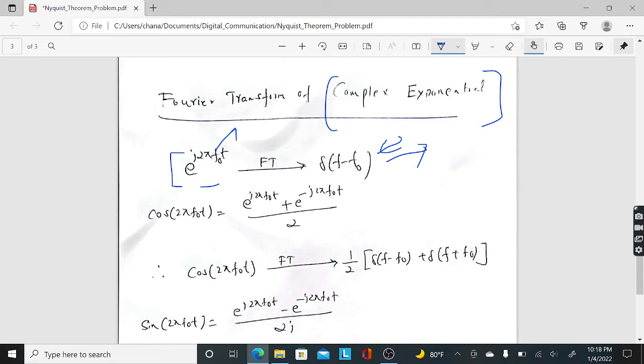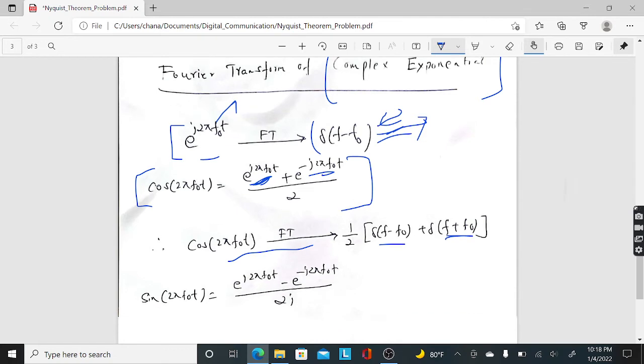Now if we take a signal cos 2 pi f naught t, we all know from Euler's theorem cos 2 pi f naught t is e power j 2 pi f naught t plus e power minus j 2 pi f naught t, divided by 2. Just substituting this formula, the Fourier transform of cos 2 pi f naught t is 1 by 2 times the Fourier transform of e power j 2 pi f naught t, which is del of f minus f naught, as we discussed here, plus the Fourier transform of e power minus j 2 pi f naught t, which is del of f plus f naught. So the Fourier transform of cos 2 pi f naught t is 1 by 2 times del of f minus f naught plus del of f plus f naught.